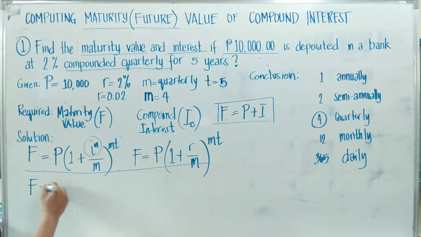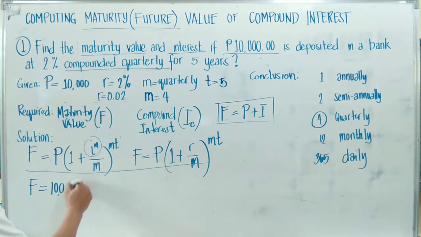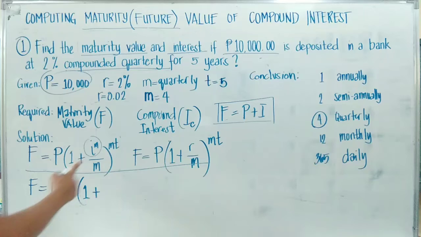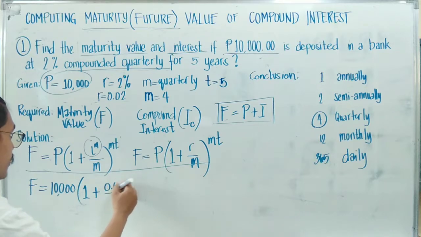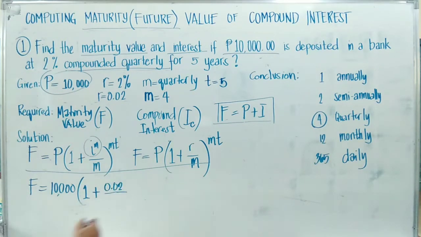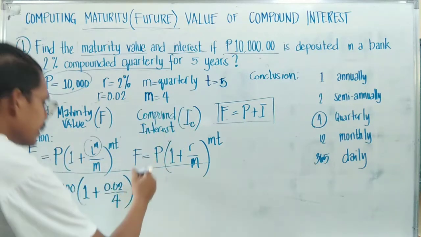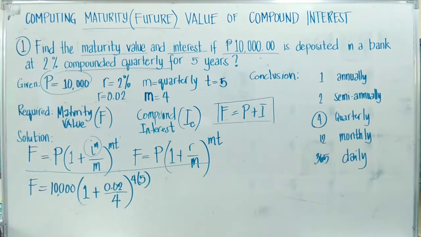So we have F, substituting your P, which is 10,000, times the quantity of 1 plus, again, your r or I raised to m is 0.02 — sorry, there's a fraction bar in there — we have 0.02 over m, which is 4, raised to mt. m is 4 times t, which is 5.